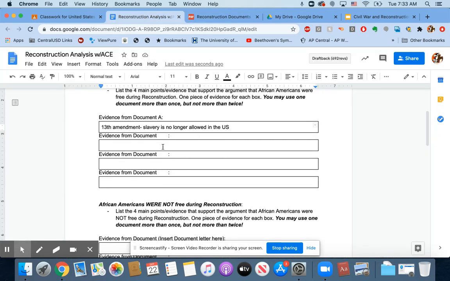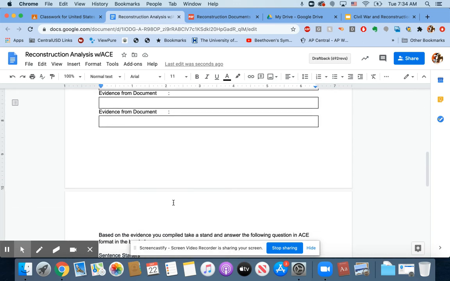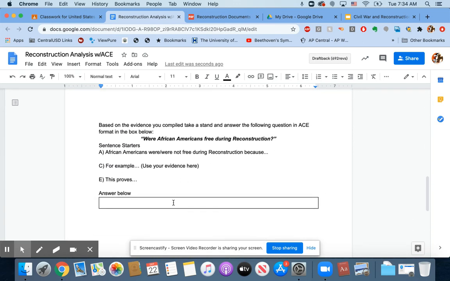Once you've filled out both sides with evidence, then you have to make a decision. Were they free or were they not? You have to argue one side or the other. That's where you come down here. You're going to fill out your ACE response. I've given you some sentence starters here that you can see. You're going to fill that out in this box here. And basically your answer is either going to be they were free because, or they were not free because.